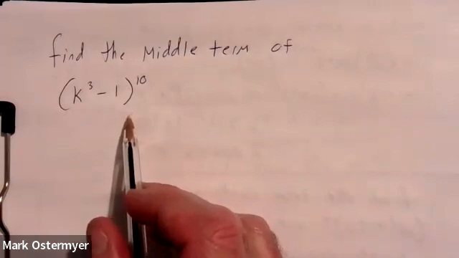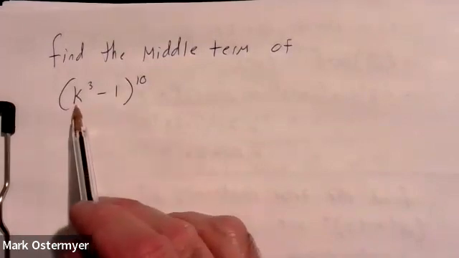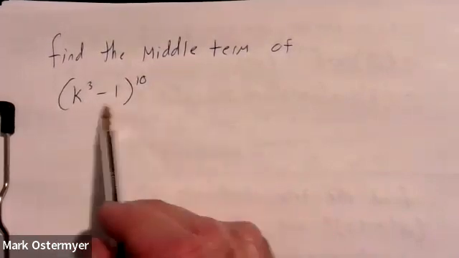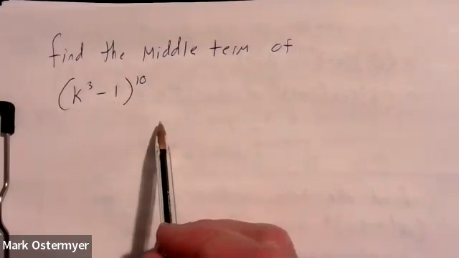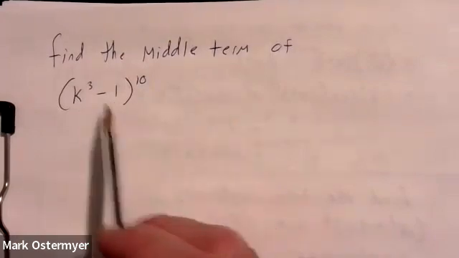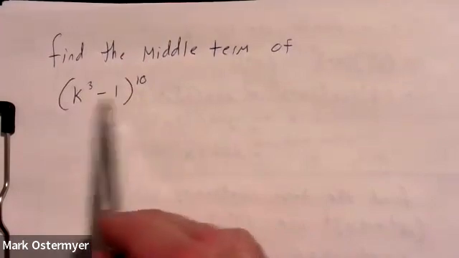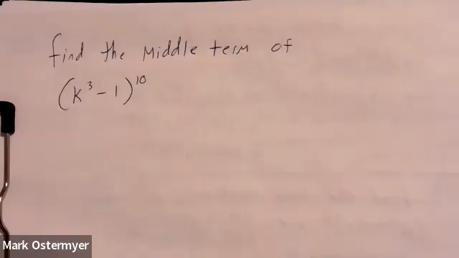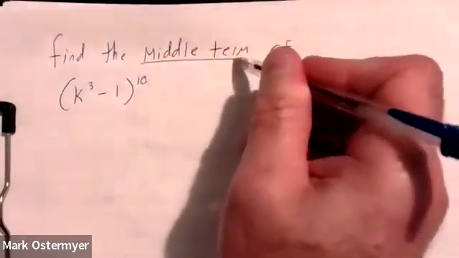Now, ladies and gentlemen, we don't actually want to go through and expand this all the way out. That would be very time consuming. And in fact, how many terms would this expansion have since we're raising this to the 10th power? How many terms would it have in its entire expansion? 11. It would have 11 terms. And I'm not asking you to give me all 11 terms. I don't want that. All I want is for you to find the middle term of this 11-term expansion.